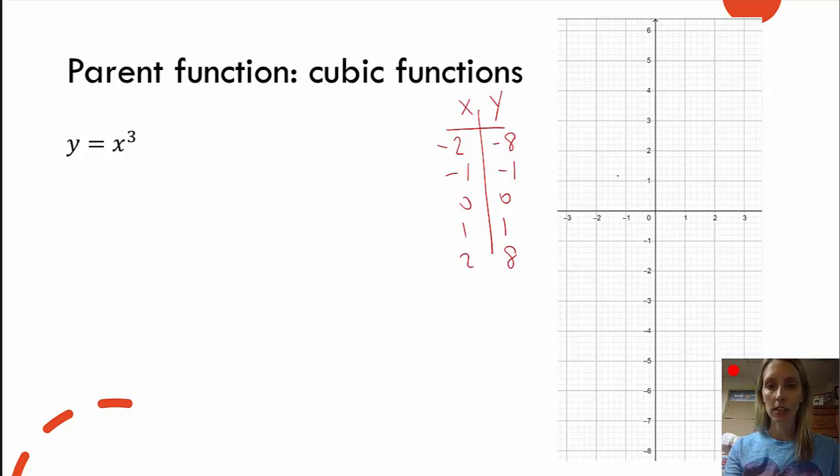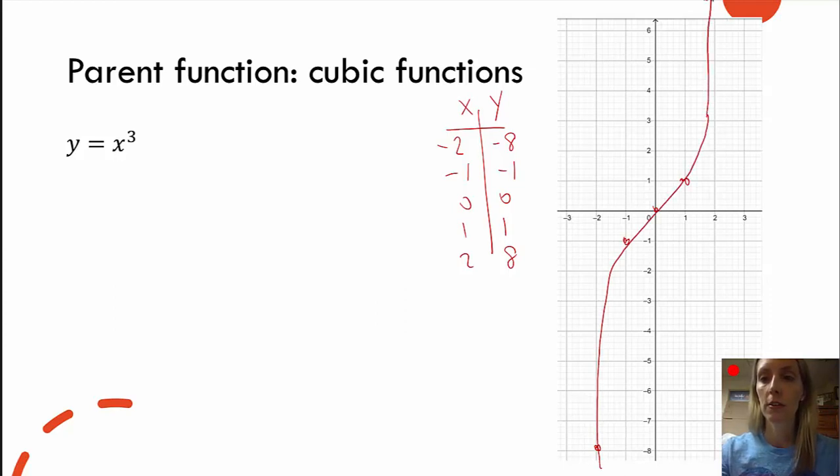So looking at this, -2, -8 would be down here. -1, -1 is here. 0, 0 is here. 1, 1 is up here. And 2, 8 is off my screen. It's going to be right up there. This again, because it's a polynomial, will be a nice smooth curve, just like our quadratic. And so our graph will look something like this. Of course it would be a little neater if I could get a nice picture, but I didn't, so we're stuck with that.